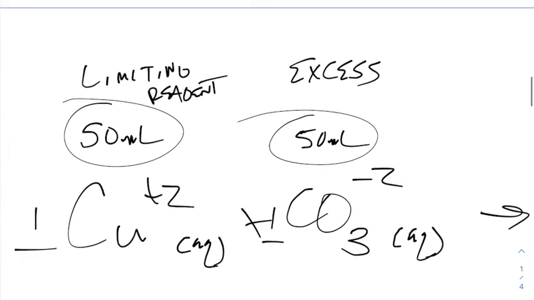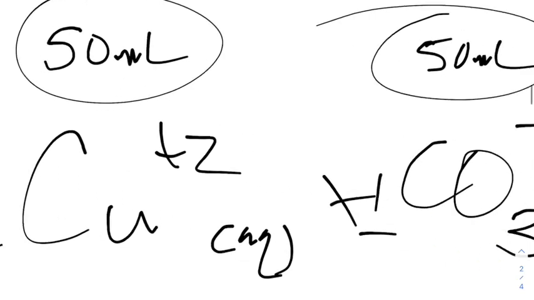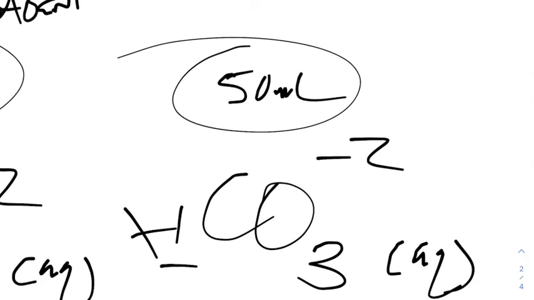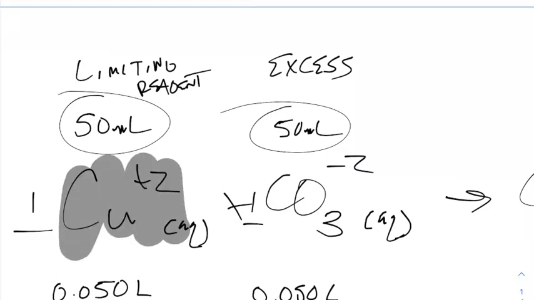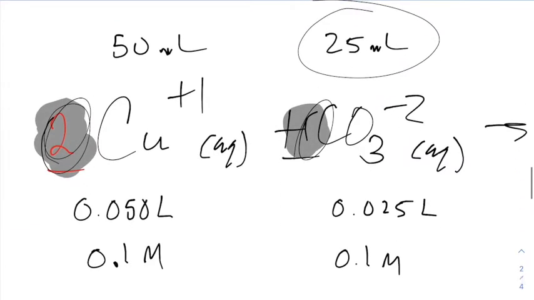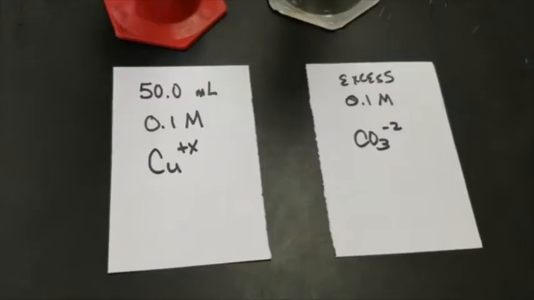So basically what it's going to come down to, guys, is that I'm going to measure out 50 milliliters of my copper solution, and I'm going to measure out at least 50 milliliters of my carbonate solution. That will ensure that regardless of whether or not it is the copper +2 or the copper +1 that we have here, I will have enough carbonate to react with.